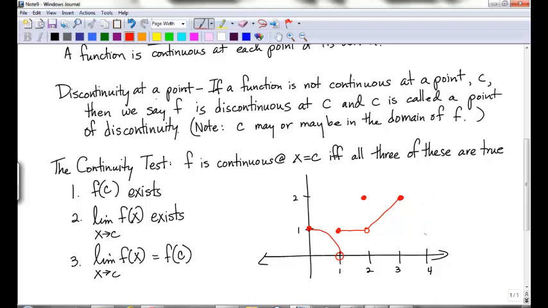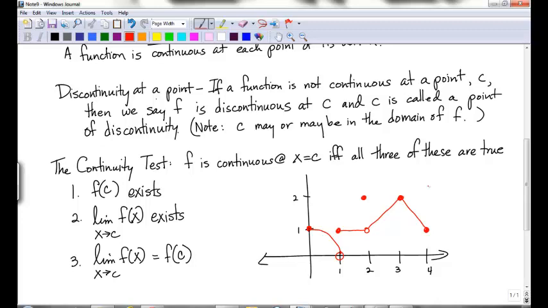Okay, and then at 4, 1, put a solid point and connect these two. Now we're going to go through each x value, and I'm going to show you which of these fail. At x equals 0, on the endpoint there, that would be a continuous point because it's defined. There would be a limit coming in from, on the endpoints it's only going to come in from one side. So that would be continuous.